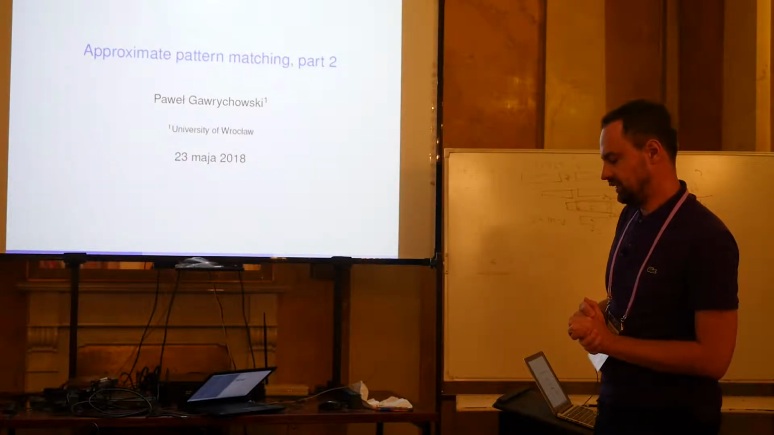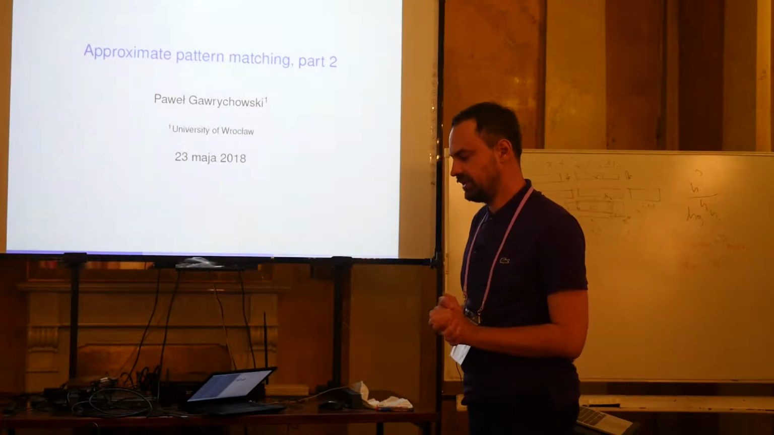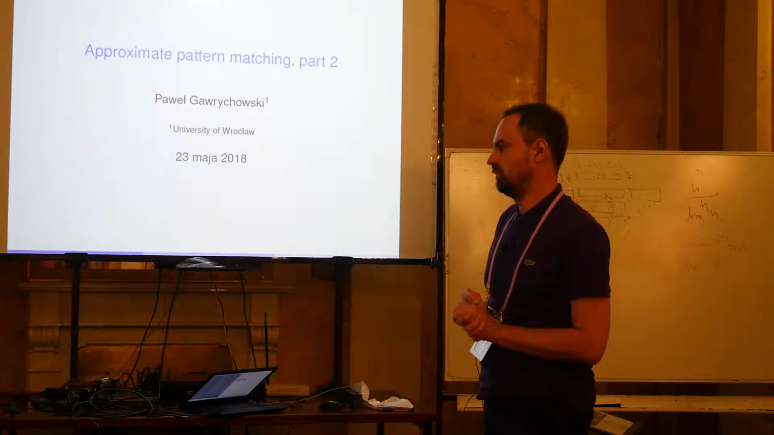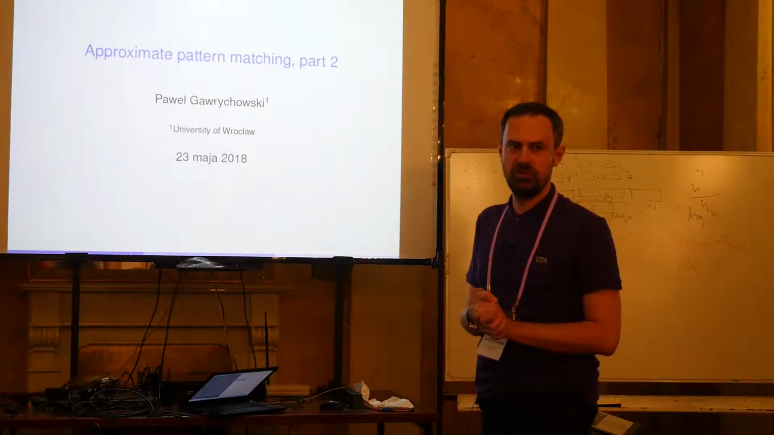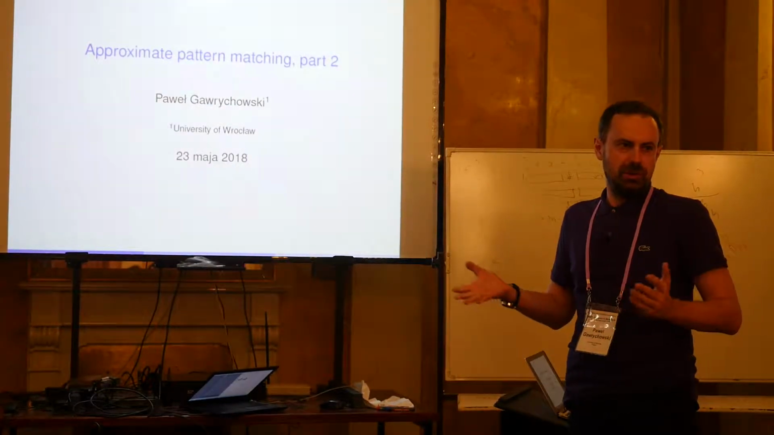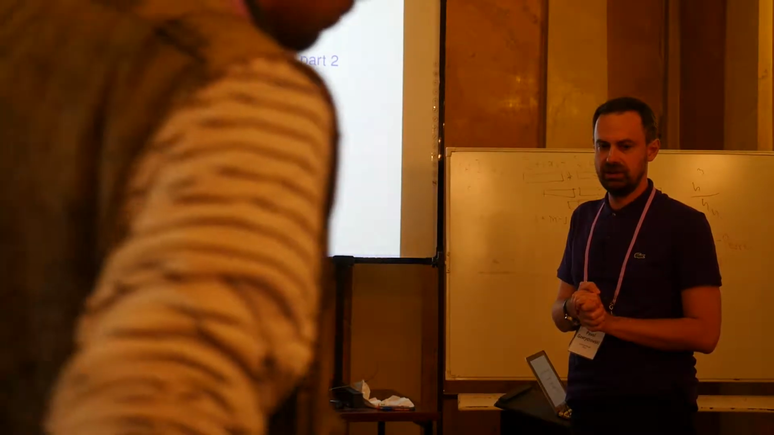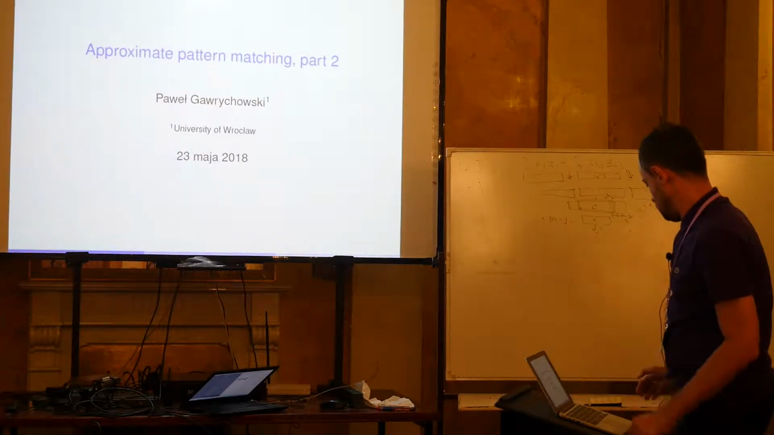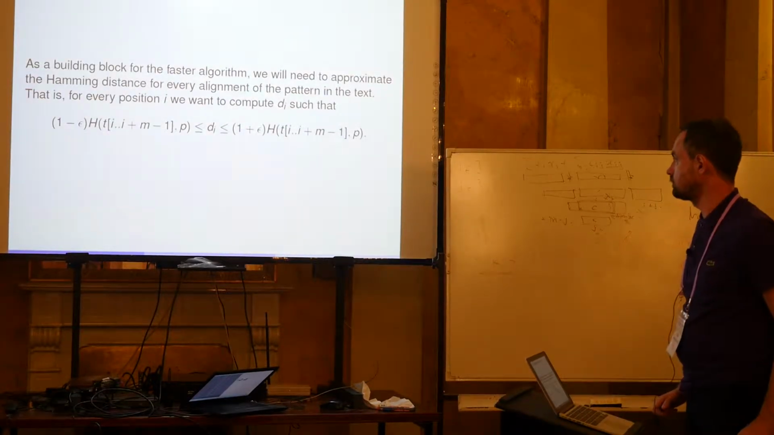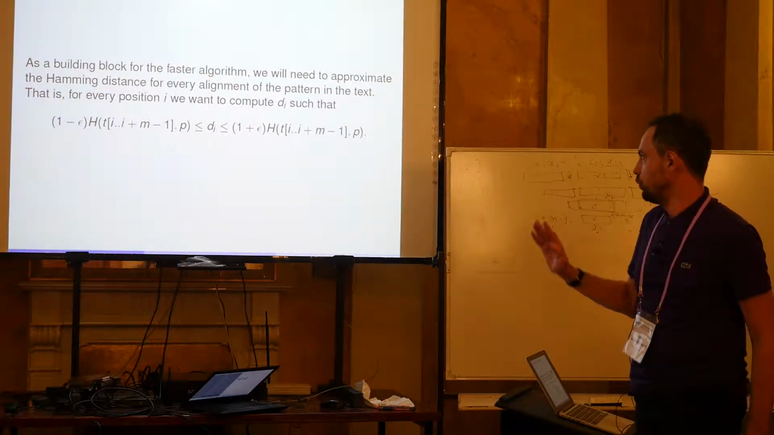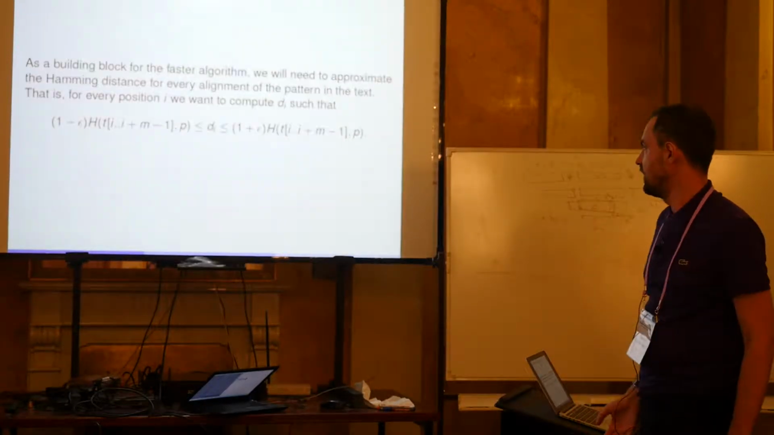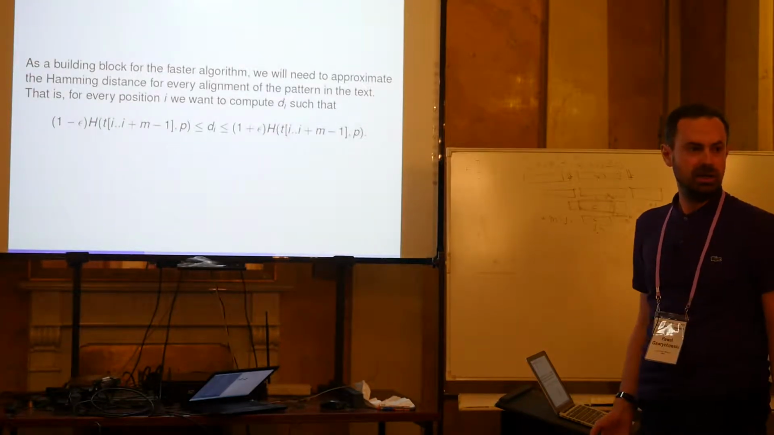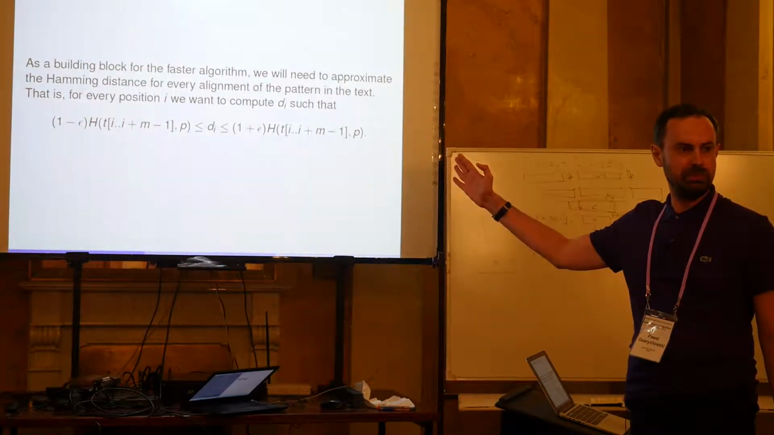Now the setting is that you again get the pattern and the text, and for each possible starting position, so for each alignment of the pattern and the text, you would like to approximate the number of mismatches. Okay, so that's a natural question to ask, maybe even more natural than finding occurrences with up to k mismatches. So for each i, you want to output this number d_i, which is at least (1 minus epsilon) times the Hamming distance, and at most (1 plus epsilon) times the Hamming distance. Okay, that's what we want to compute.